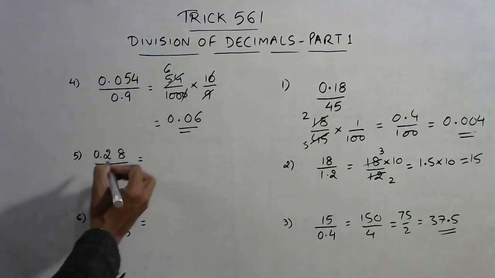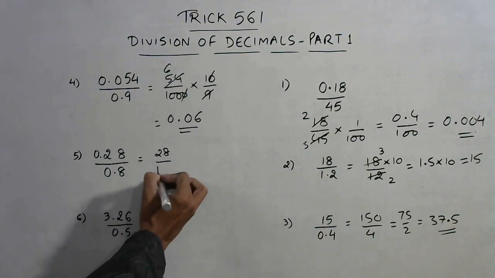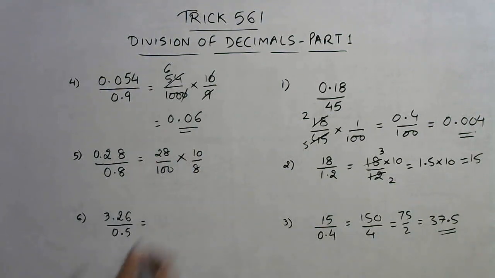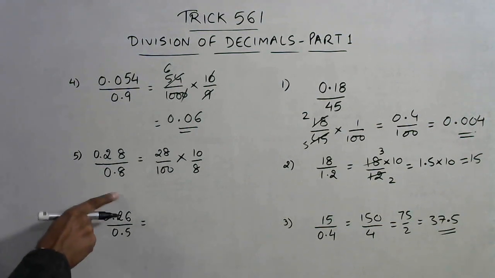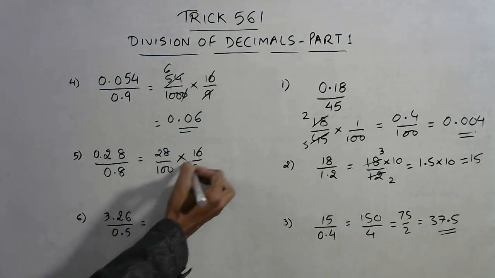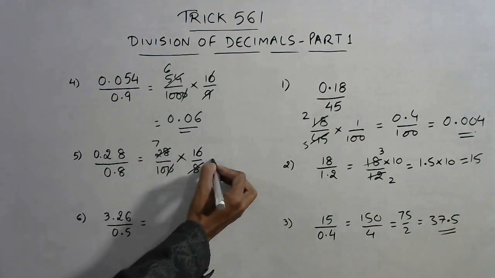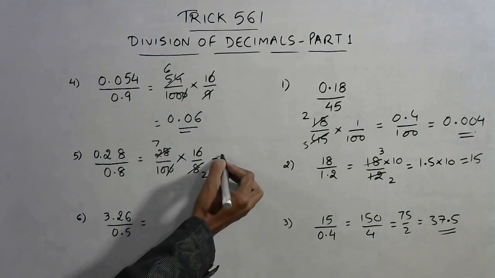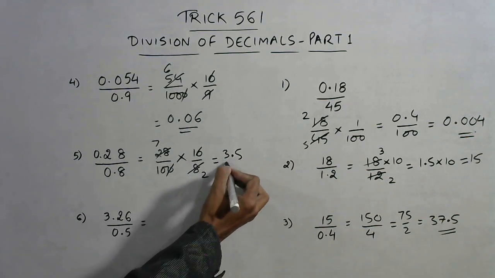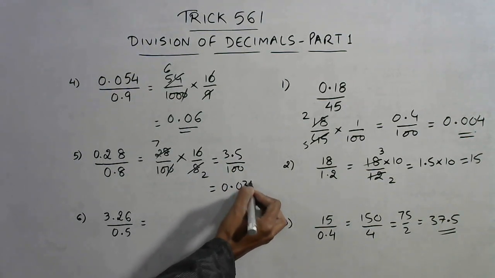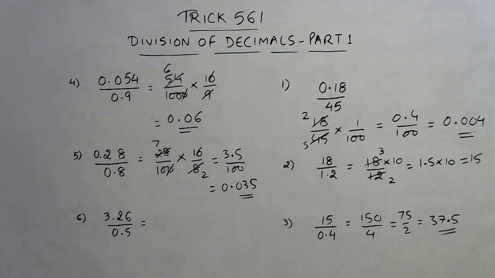Similar to this problem, we have 28 upon 100 in the numerator and 10 upon 8 in the denominator. This is 8 upon 10, it becomes 10 upon 8. So the 10 gets cancelled. 4 2s are, 4 7s are, and now you know 7 by 2 is 3.5 and 3.5 upon 100 gives you the answer 0.035. That is the answer for the question.